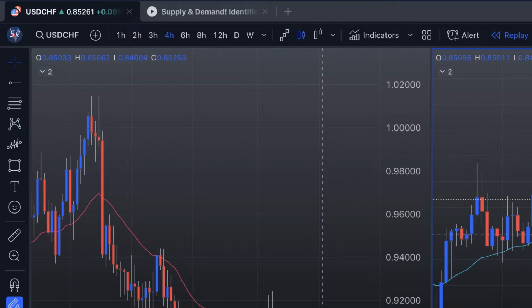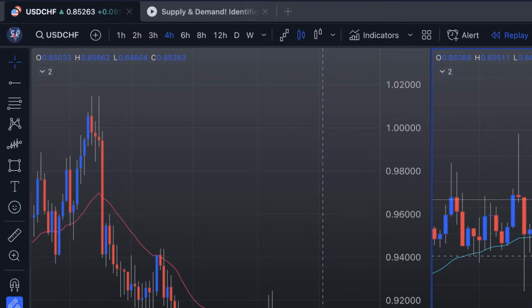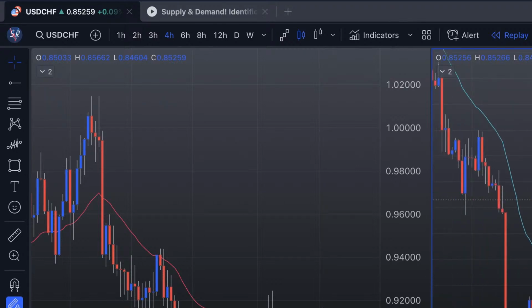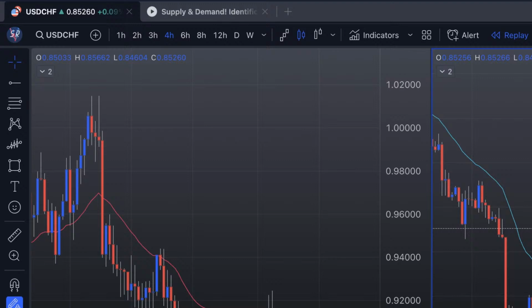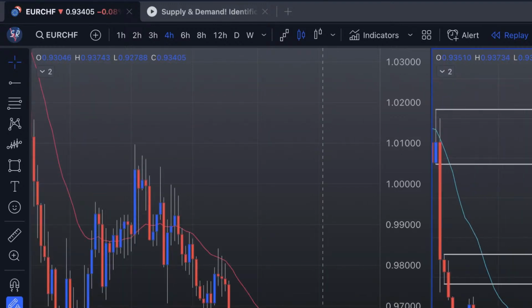Dollar Swiss demand holding. So I had some demand here. I would have had a stop loss out here. So if I were to take this trade, I'd still be in it. It's kind of cool. I liked the demand better on the Euro Swiss though, and this one's working out pretty well.